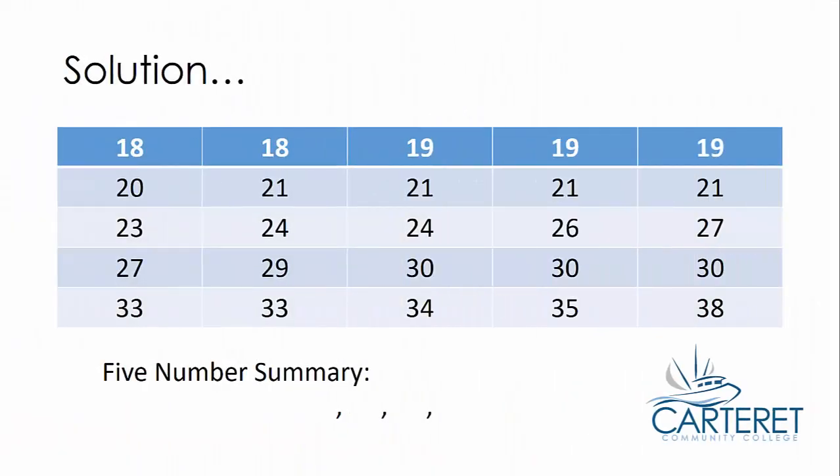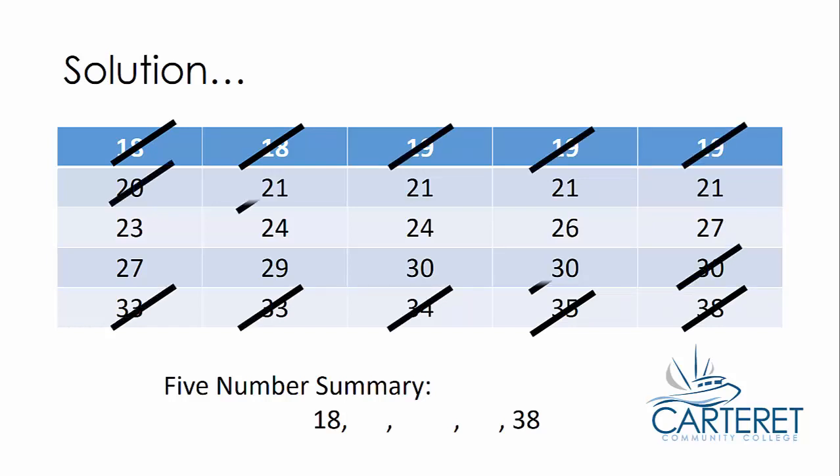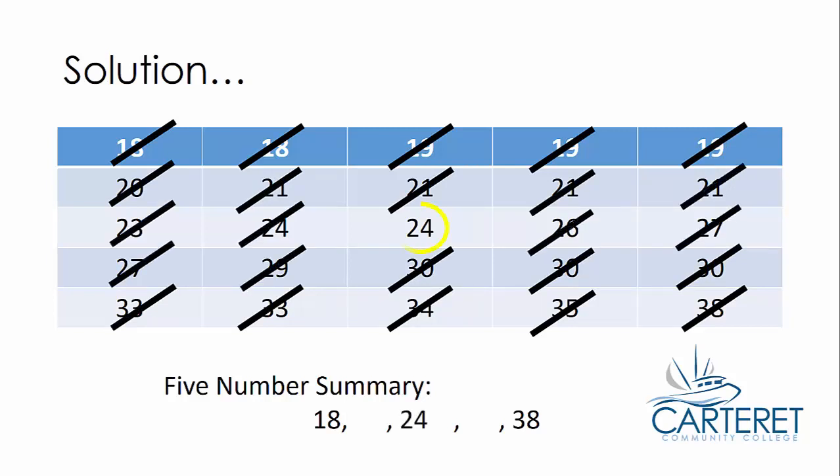To begin the 5-number summary, let's go ahead and arrange the data in ascending order. This is going to help us identify the minimum and maximum values. We see the minimum value is 18 years of age and the maximum is 38. Let's find the median. We had a single number left over in our list, so 24 is the median age of attendees at the rock concert.